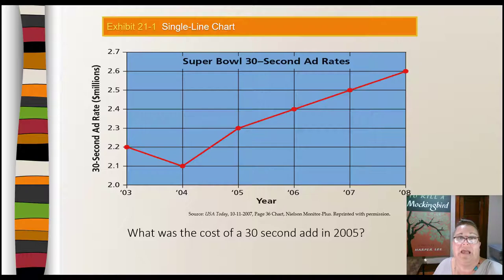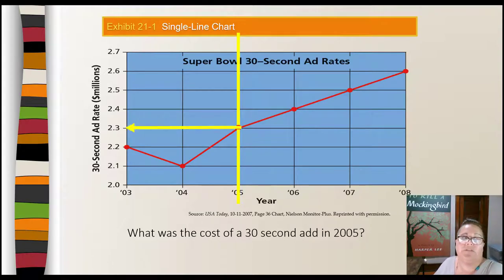So I'm going to go along the x-axis this time because time is often along the x-axis, and I'm going to draw a perpendicular line at 2005. Perpendicular means I'm going to go straight up and down. Now, I can see where this yellow line hits the red line right here. And what I'm going to do from there is push over now to the vertical and see that when I do that, it crosses over to 2.3. This tells me that the 30-second ad in 2005 was at a cost of 2.3 million.